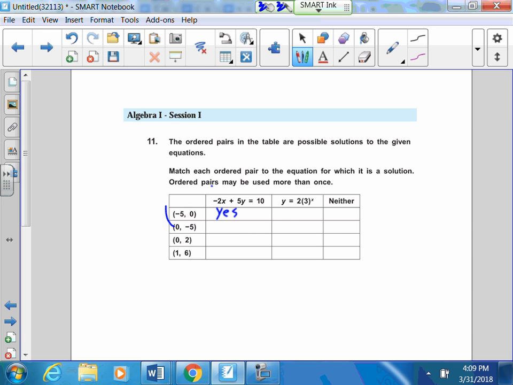Now I'm going to plug in 0 for x. That's going to give me 0. Plug in -5 for y. That's going to give me -25, not going to equal 10. So that's not going to work.